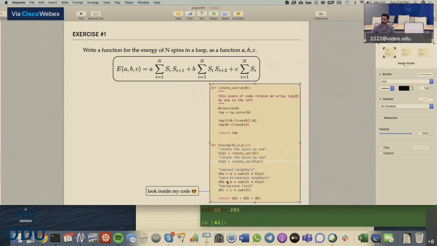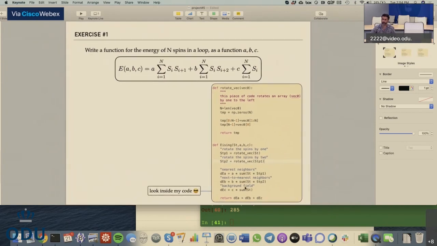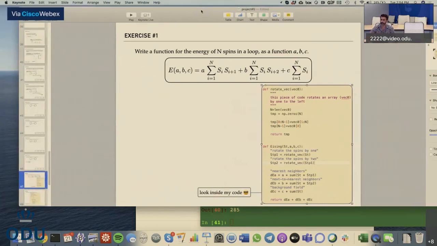And then same thing with the B term. I just grab ST multiply times ST plus 2, and sum it. And then lastly, the C term is just C times the sum of all the STs, okay? The sum of ST is also going to be the sum of the ST plus 1 as well as the ST plus 2, because it's just a rotation, so the sum is invariant under rotations.